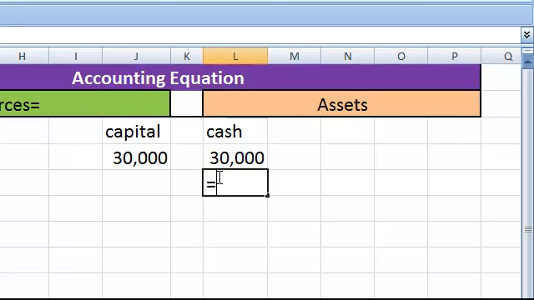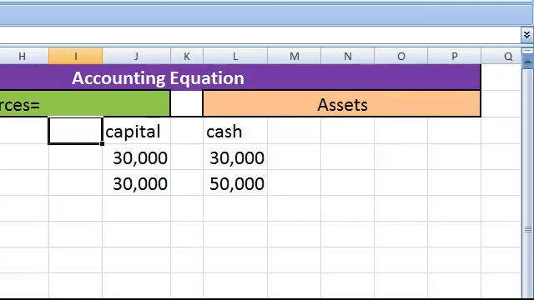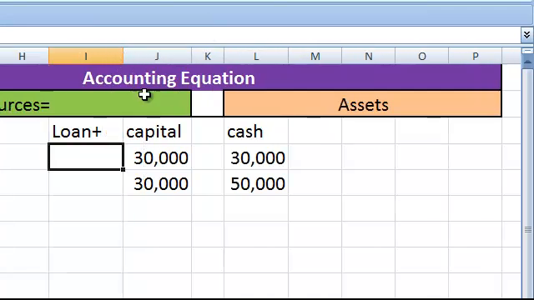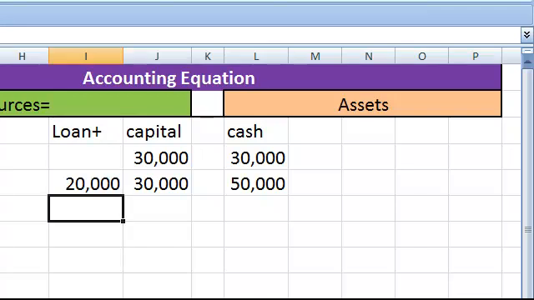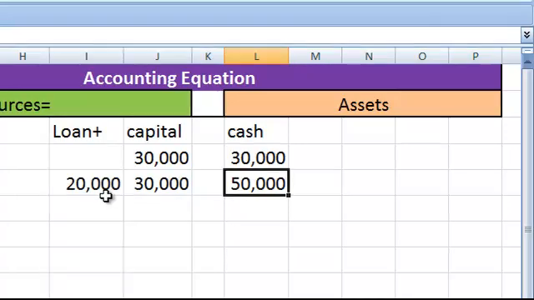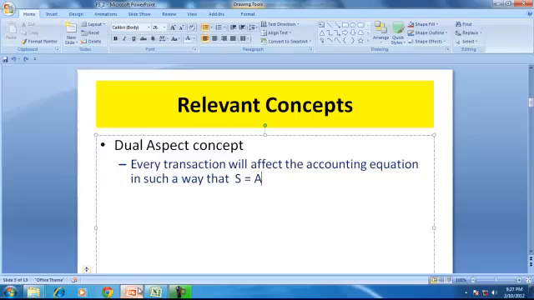Now in the second transaction, cash goes up by 20,000. No change in the capital, but another source called loan or debt, which is a liability, arises, which is 20,000. So the loan is a liability of the firm which they have to return. Capital is money belonging to the shareholder, but this 50,000 belongs to the firm. So there is a difference between the firm, the business enterprise, and the business owner, and that is another important concept of accounting.